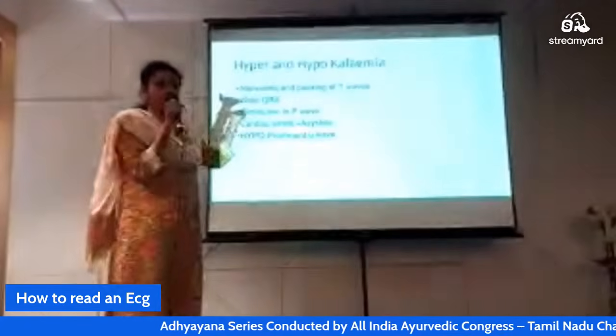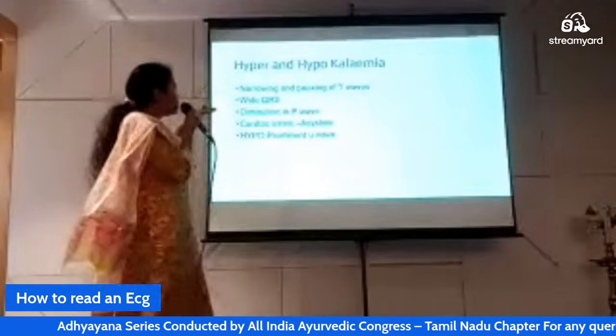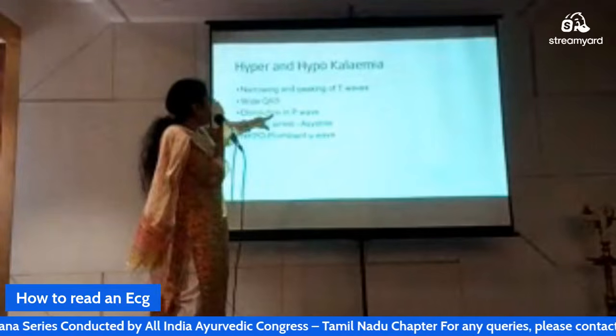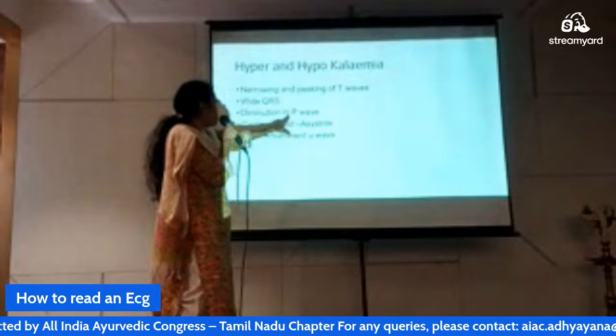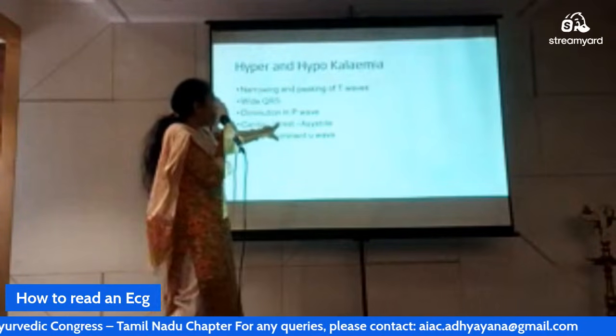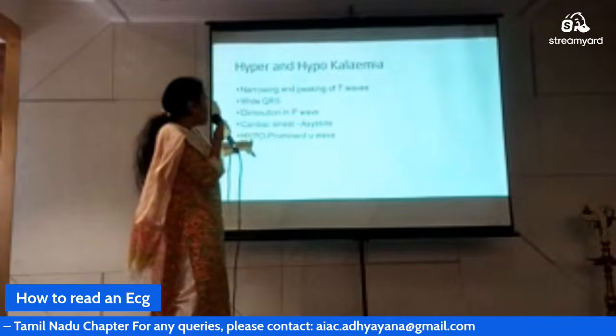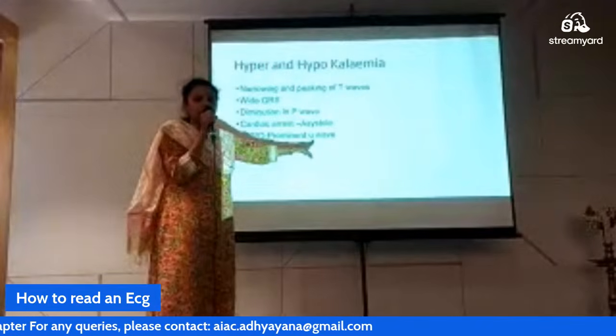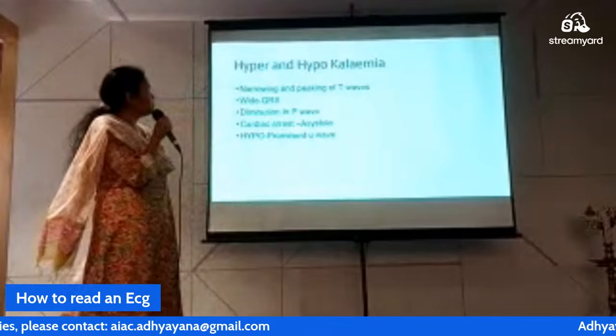I've already shown this picture, hyperkalemia and hypokalemia. I told you about peaking of T waves, wide QRS, and diminution of the P wave. Then this will lead to cardiac arrest and asystole, and in hypokalemia, we'll have the prominent U wave. I've shown you. Next one.